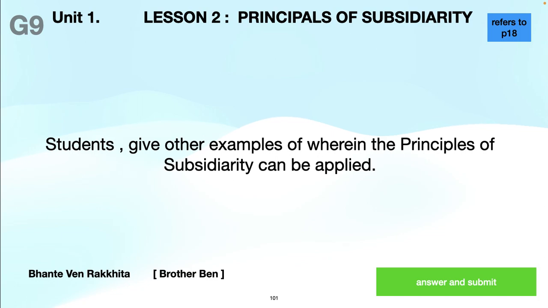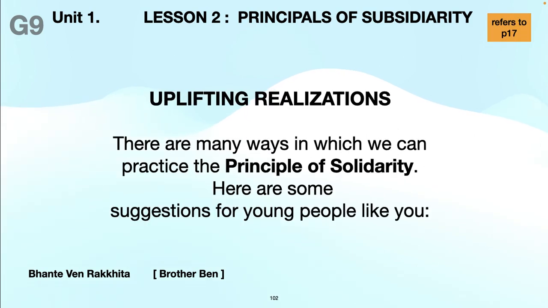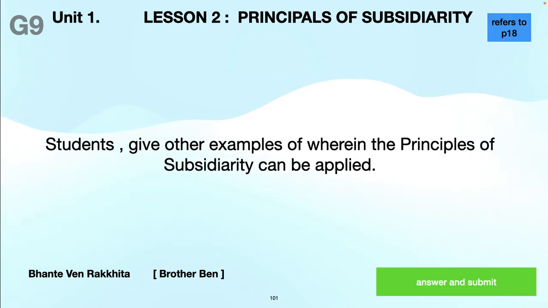Okay, students, give other examples of wherein the principles of subsidiarity can be applied. Oops, that's not page 17. Let me just check how to make them applied.